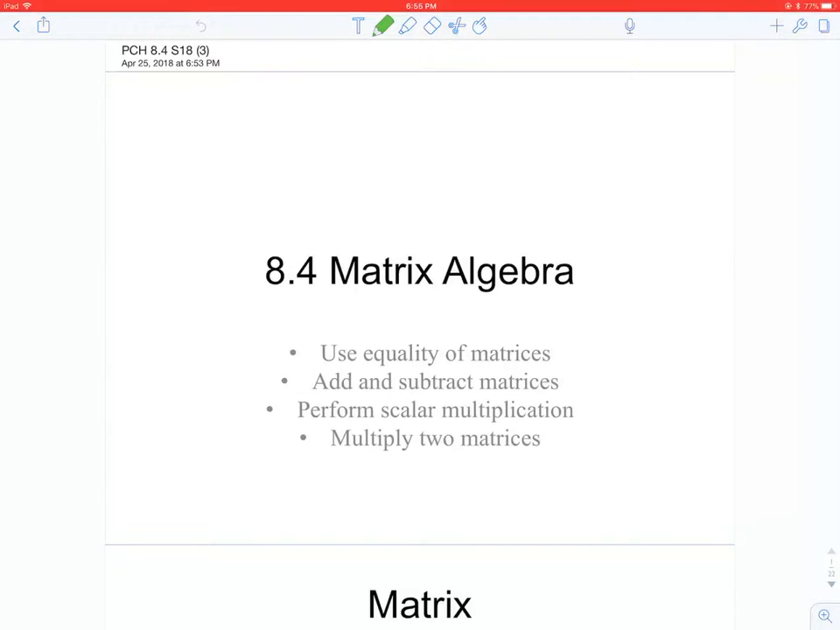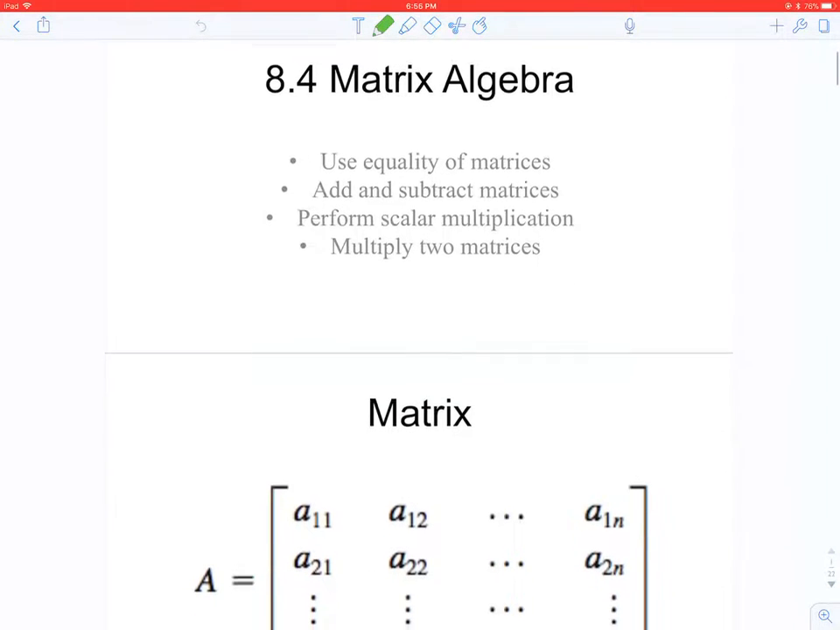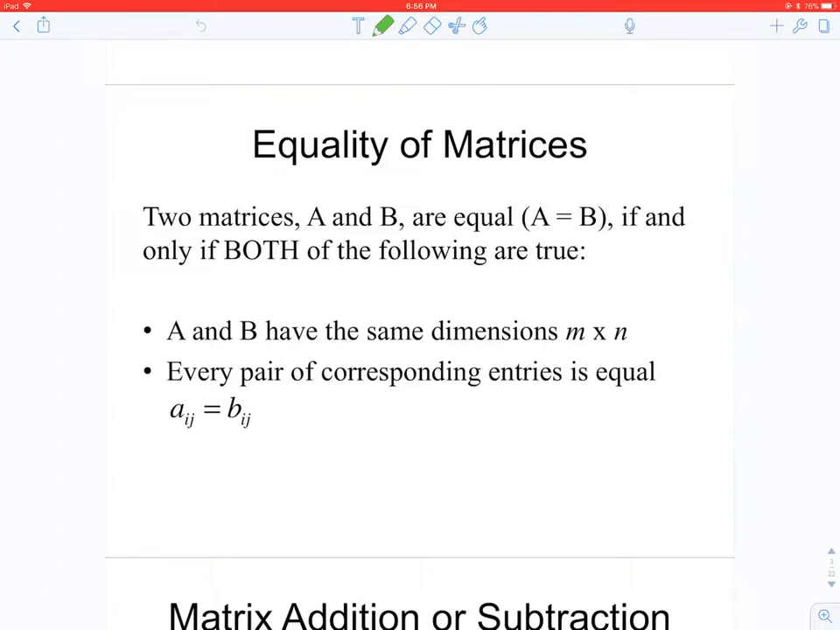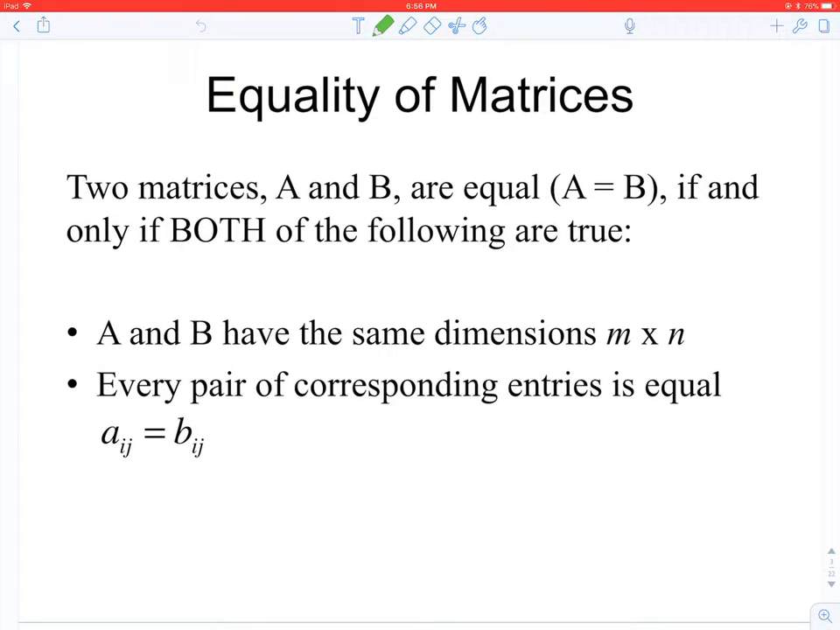Okay, so this lesson is the last section of Chapter 8 that we're covering, and it's going to be on some basic matrix algebra. So we're not really going to be doing any applications of adding, subtracting, or multiplying matrices. However, those are common. They're questions that could come up on certain standardized tests. So we're going to go through some definitions first and some properties of matrices.